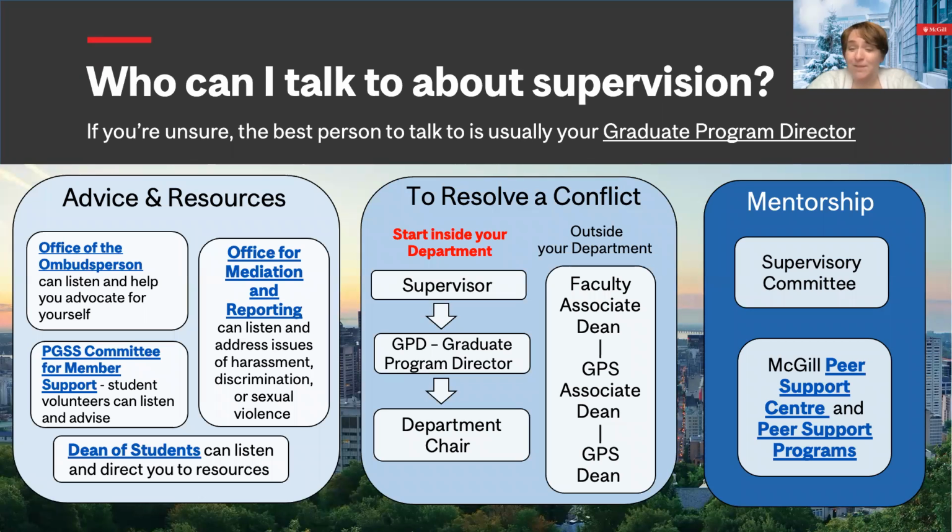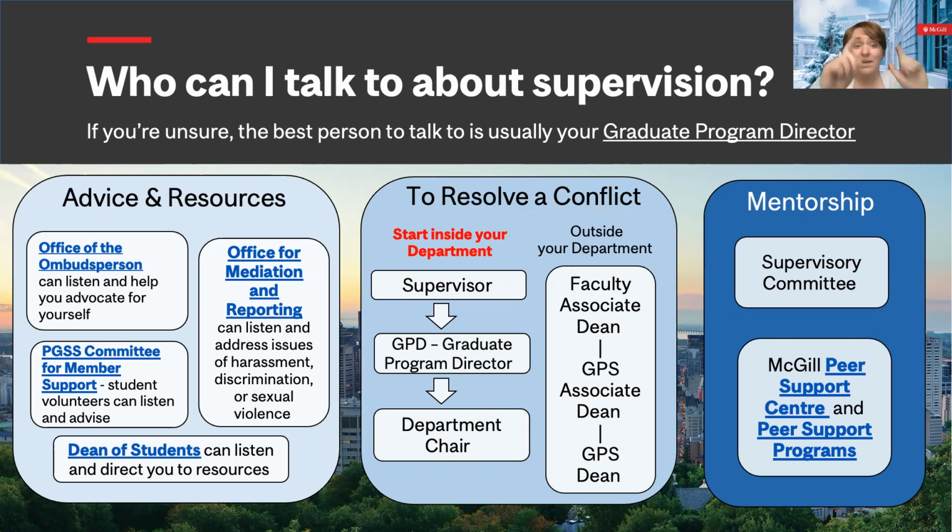The way that the department structure works, the GPD is usually your supervisor's colleague, so they're on the same level. The department chair is usually the supervisor of your supervisor. So if something very serious happens, you can always go directly to the chair instead of going to the GPD. And usually most issues get resolved at this level.